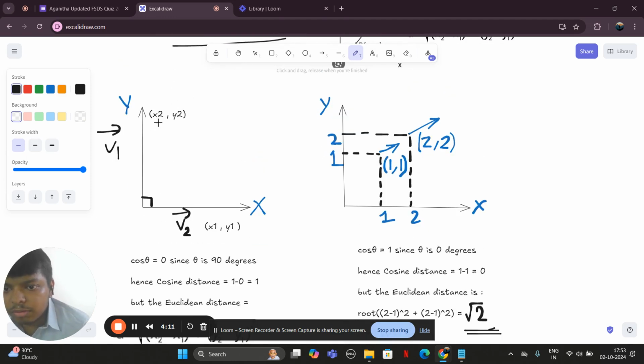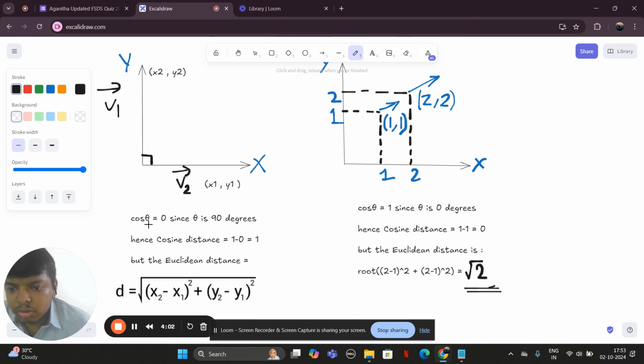In one scenario, we have vectors (x2, y2) and (x1, y1), and both of them are perpendicular to each other. So the angle between them is 90 degrees. So in this case, cos theta is equal to 0, and hence the cosine distance is equal to 1 minus 0, equal to 1. But the equilibrium distance is given by the square root of (x2 minus x1) squared plus (y2 minus y1) squared.